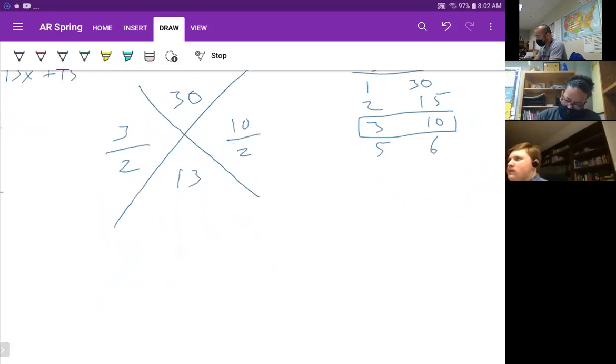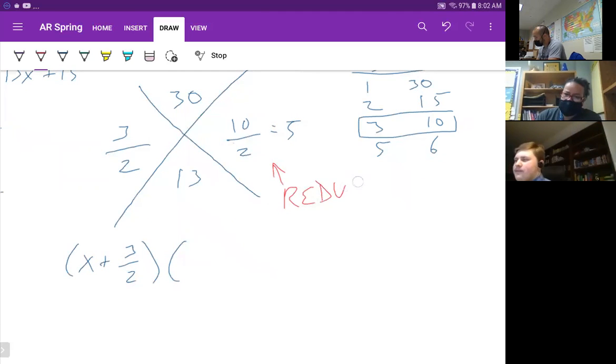Your answer is going to be x plus 3 over 2. And then, oh, this reduces. Make sure you reduce these. Okay, that's important. I'm going to write this in red right here. Reduce. So this is going to be x plus 5.